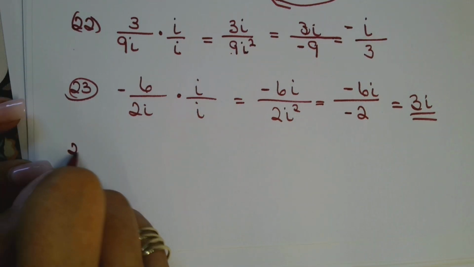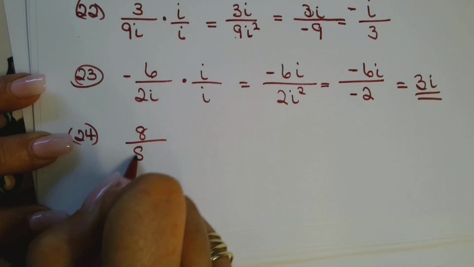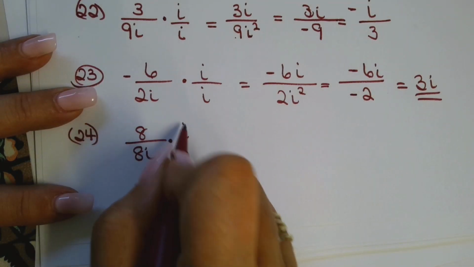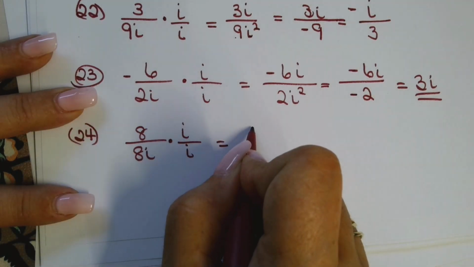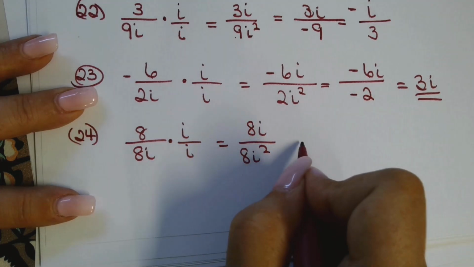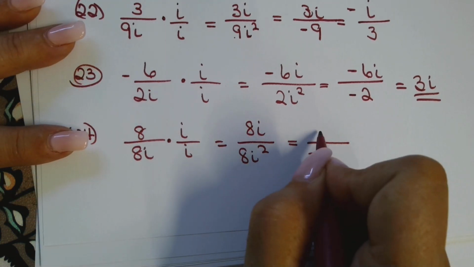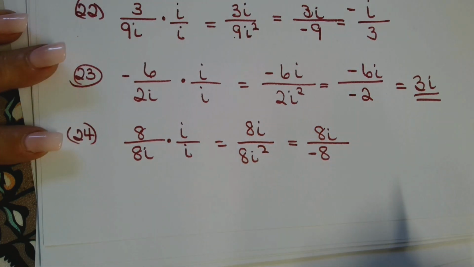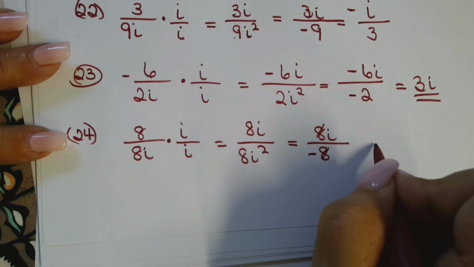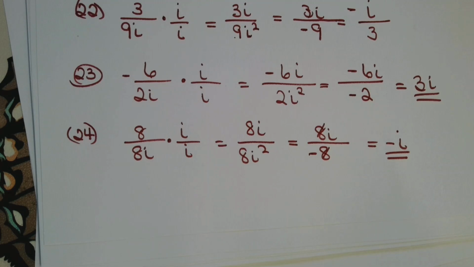Let's take a look at 24. We have 8 over 8i. So once again, we're going to multiply by i over i. This is going to give me 8i over 8i squared. Well, i squared is just negative 1. Negative 1 times 8 is negative 8. And you have 8i over negative 8. The 8's are going to cancel, and it's going to be just negative i that's left. Okay?